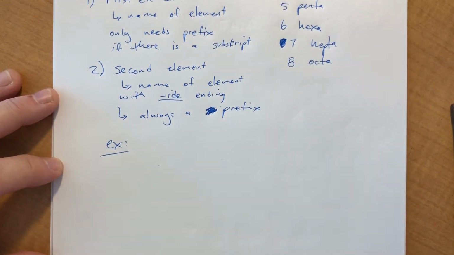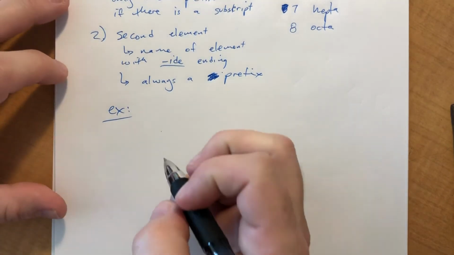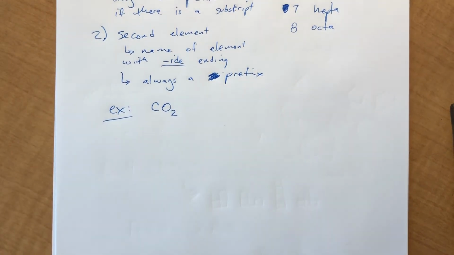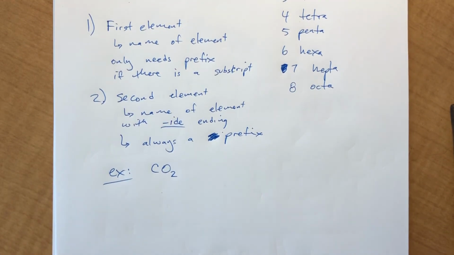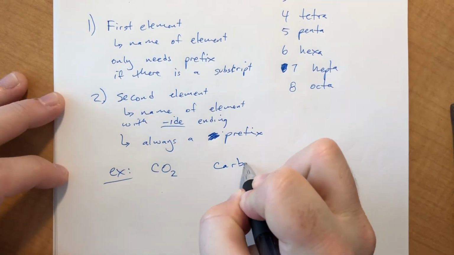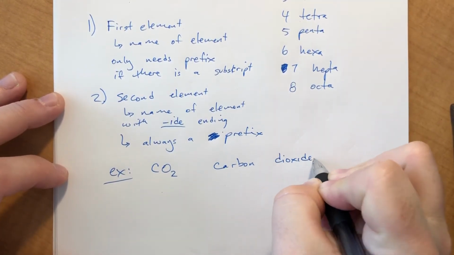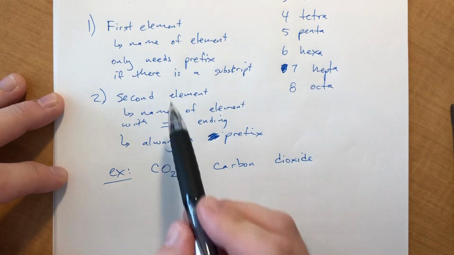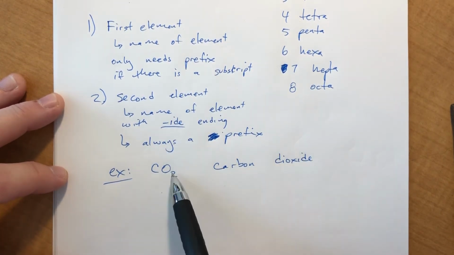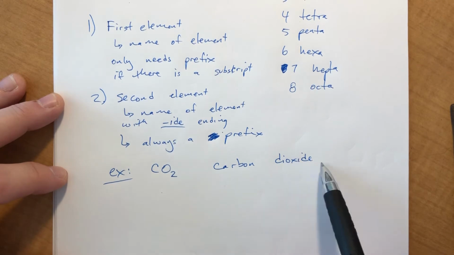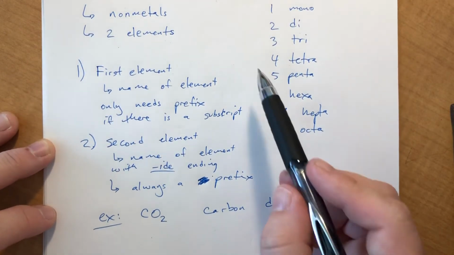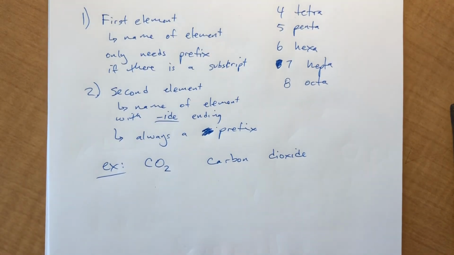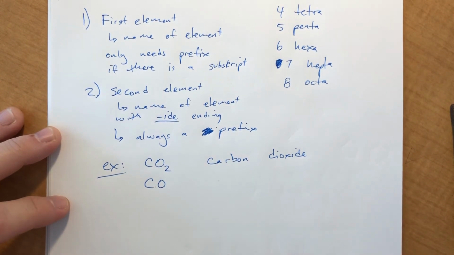You have seen some of these compounds before. Okay, so for example, CO2. If I told you to name this and you had never heard of this naming scheme, you would call this carbon dioxide. But it does follow the naming scheme. The first element is carbon. There is no subscript, so we don't give it a prefix. The second one is oxygen. We change it to an IDE ending, so oxide, and we always give it a prefix. The prefix for 2 is di, so carbon dioxide. Great.